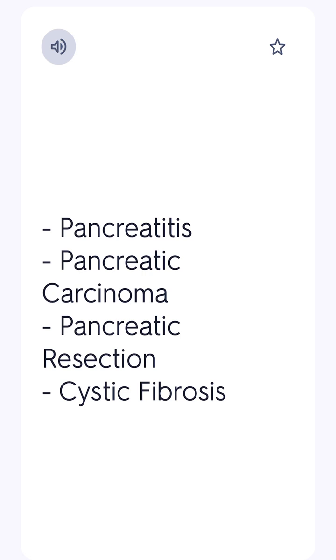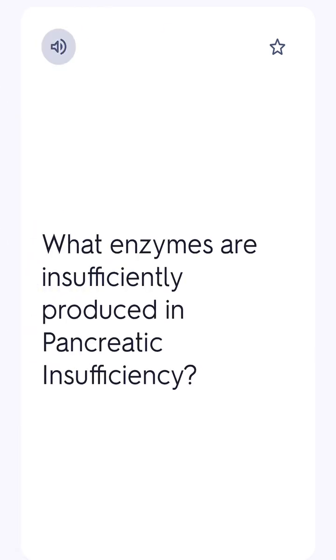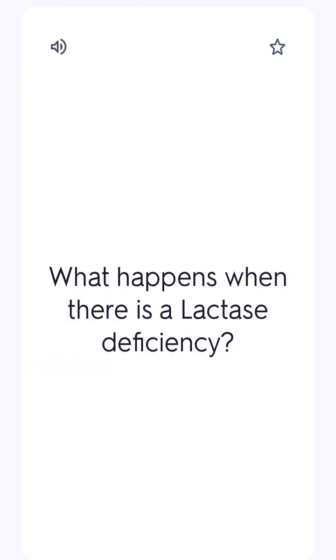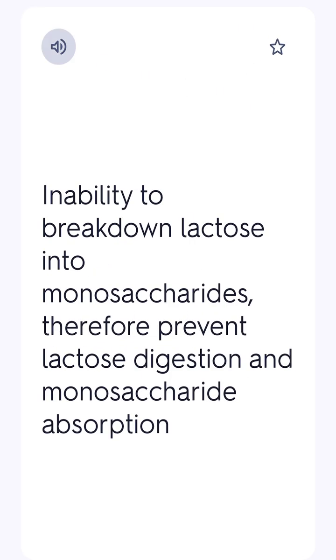Pancreatitis, pancreatic carcinoma, pancreatic resection, cystic fibrosis. What enzymes are insufficiently produced in pancreatic insufficiency? Lipase, amylase, trypsin, chymotrypsin. What happens when there is a lactase deficiency? Inability to break down lactose into monosaccharides, therefore preventing lactose digestion and monosaccharide absorption.